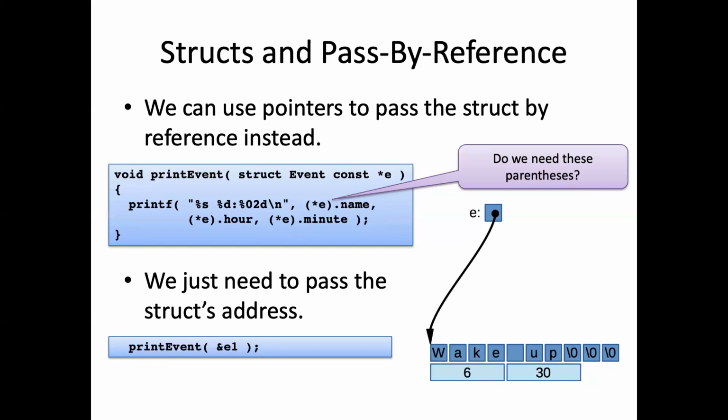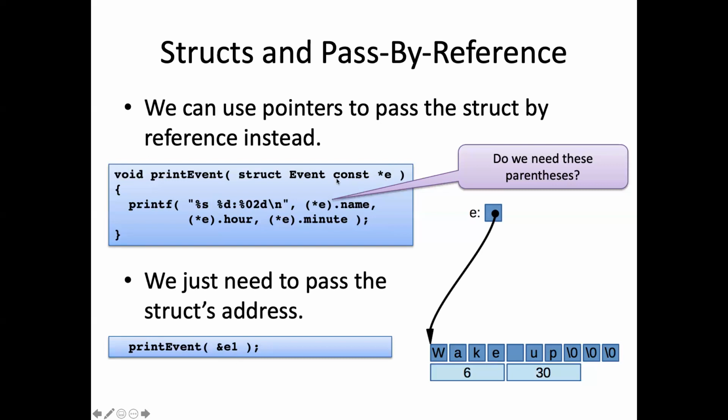Here, I've got another function that does the same thing. It'll print out an event, but it gets the event by pointer, by pass by reference. When you call it, you give it the address of some event struct. You can see in the function definition, it says, I expect a pointer to an event. I promise not to change it. Notice we're using this const keyword that we talked about a few weeks ago. I want a pointer to some event struct, but I promise I won't change what's in it. So const lets us say that.